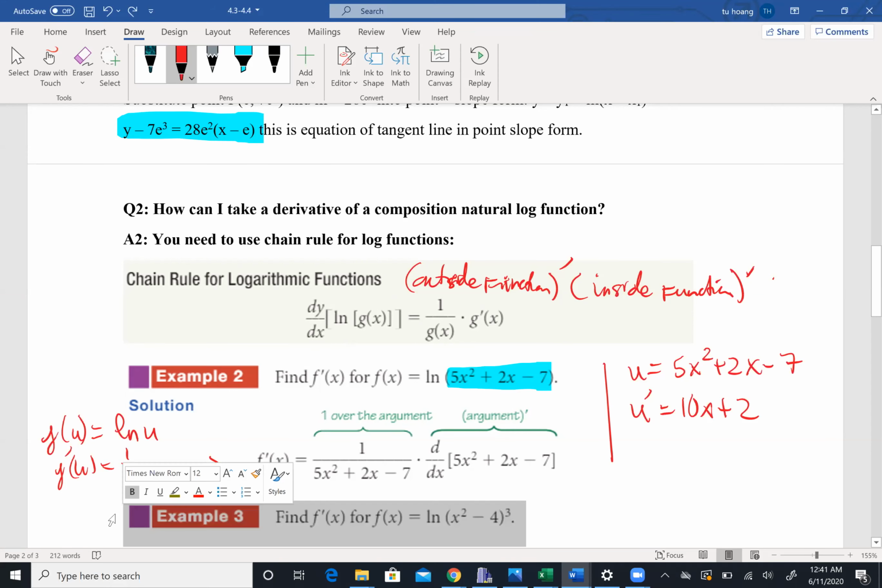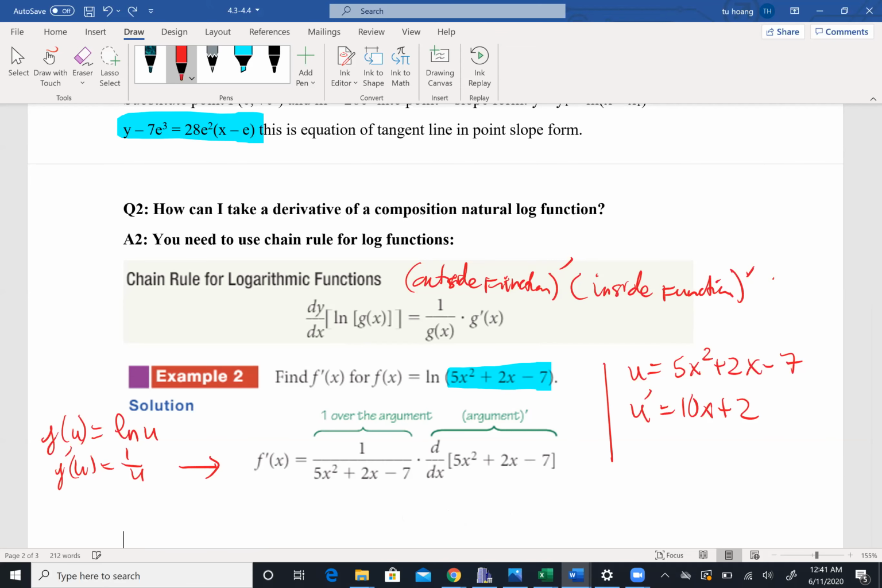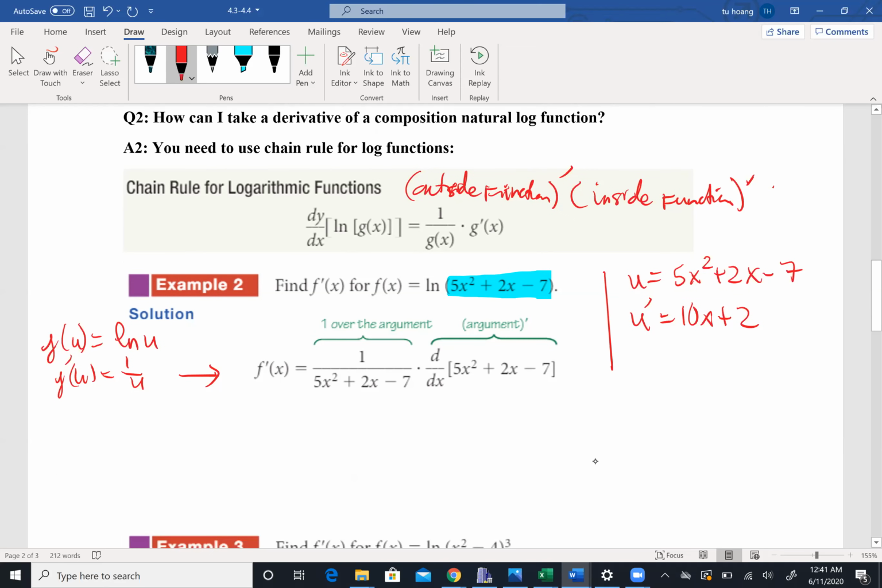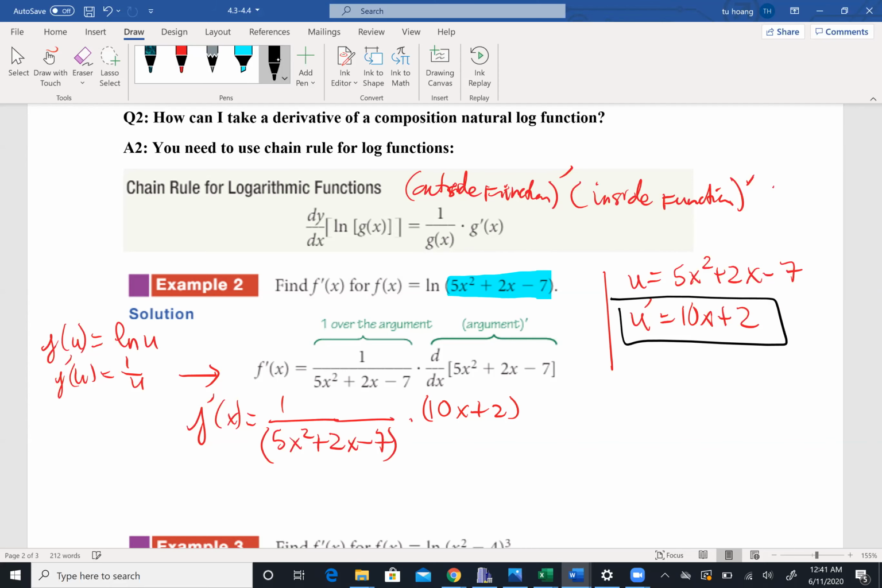Let me move this down. Okay, what happened? So this should be equal to f derivative of x equal to 1 over 5x squared plus 2x minus 7, multiplied by 10x plus 2, right? Because the inside derivative is going to be this.